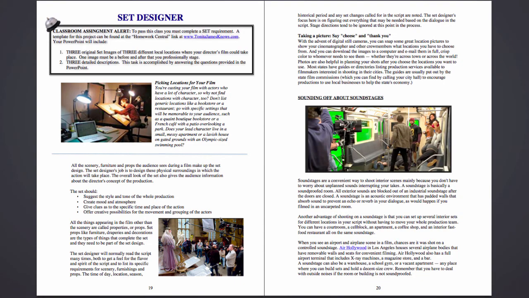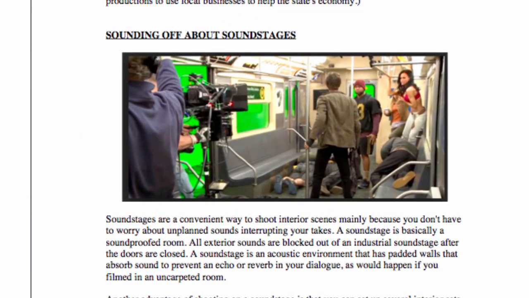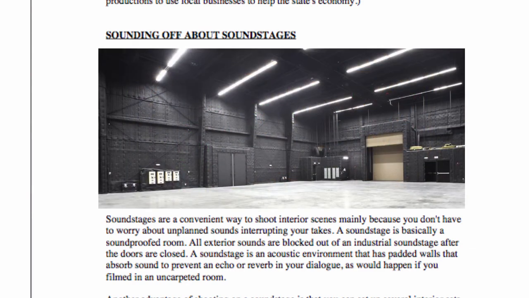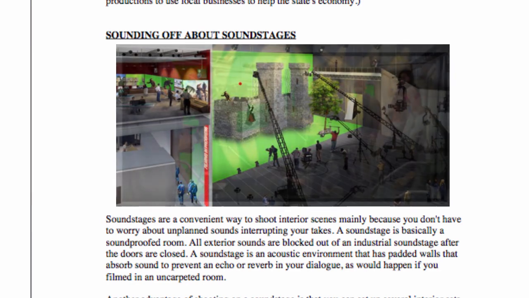One place where movies take place are soundstages. Soundstages are a convenient way to shoot interior scenes, mainly because you don't have to worry about unplanned sounds interrupting your takes. A soundstage is basically a soundproof room. All exterior sounds are blocked out of an industrial soundstage after the doors are closed. A soundstage is an acoustic environment that has padded walls that absorb sound to prevent the echo or reverb in your dialogue, as would happen if you filmed in an uncarpeted room.